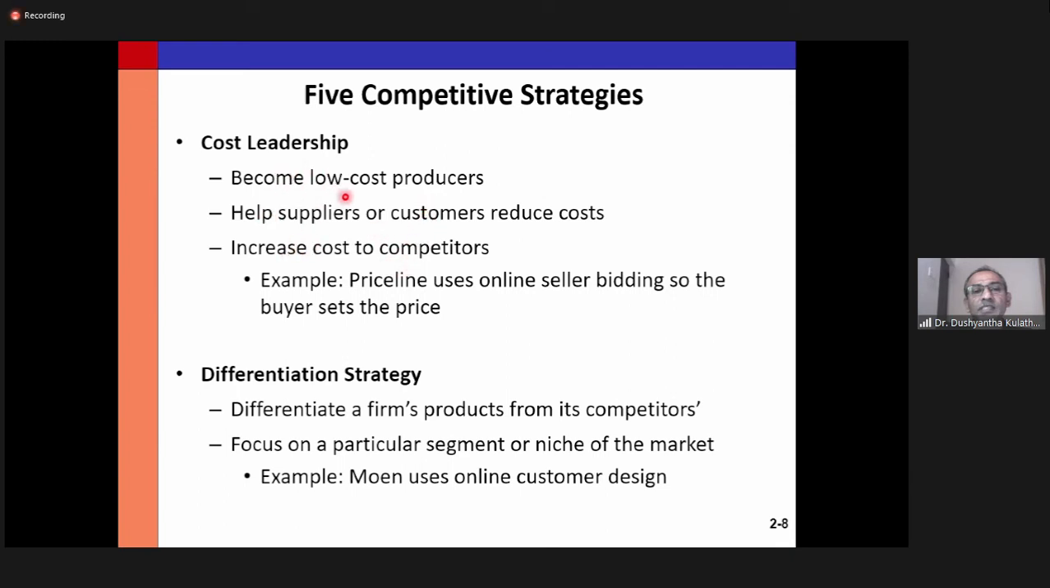Now I said this is a lowering cost of operation. This is lowering cost incurred by suppliers or customers. This is increasing cost to competitors. Then we are going to look at an example, Priceline users. Now Priceline is a company operating online. You can go and see. It uses online seller bidding. So the buyer sets the price.